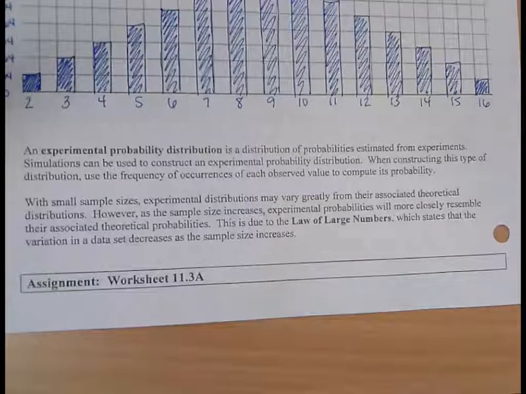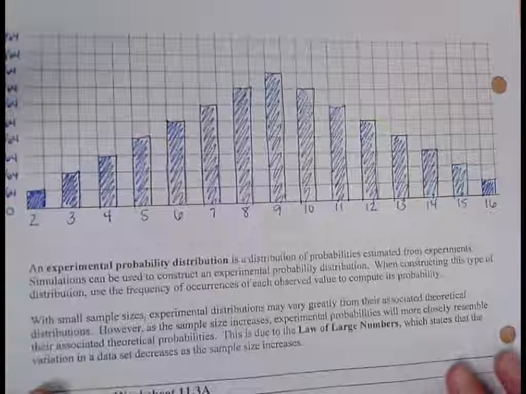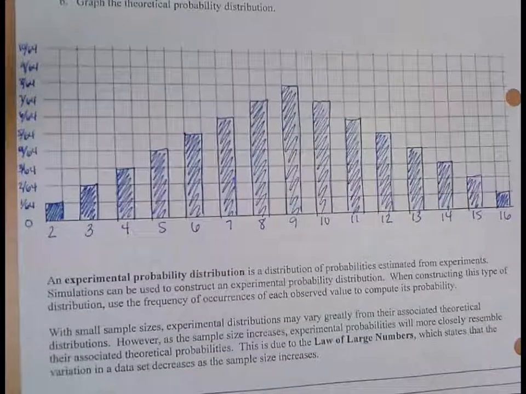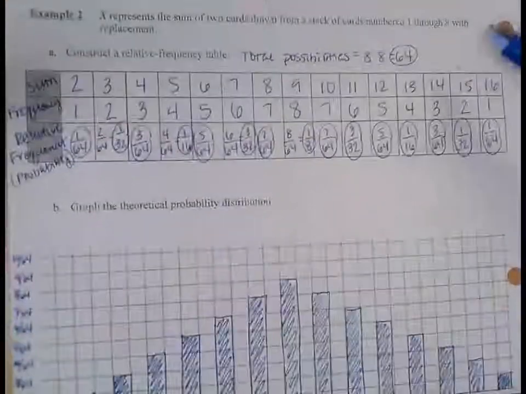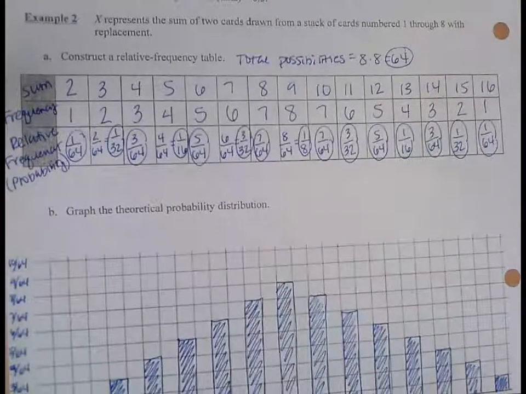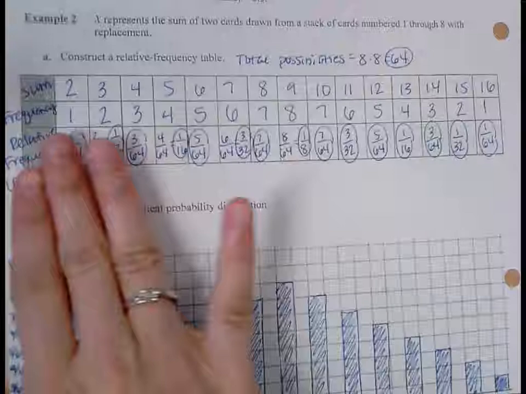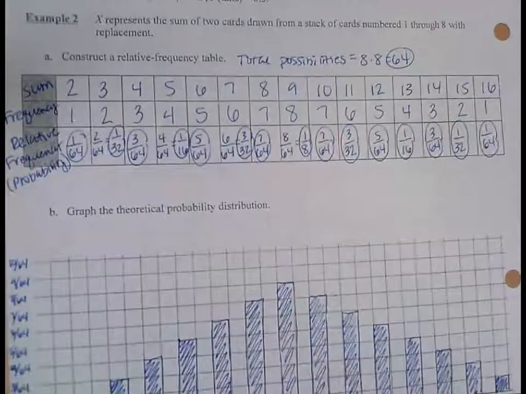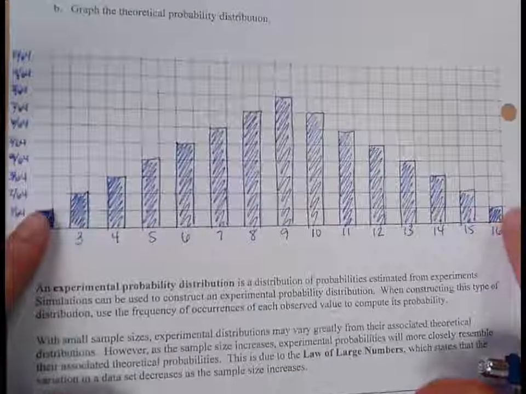For this example, to come up with an experimental probability distribution, what I would have to have you do is I would say, okay, for 64 tries, I want you to actually do this. I want you to pick one card, put it back, pick another card, and then tally what sum you got. So all of your frequencies would be based on what you actually got. So it would look different than this probability distribution.